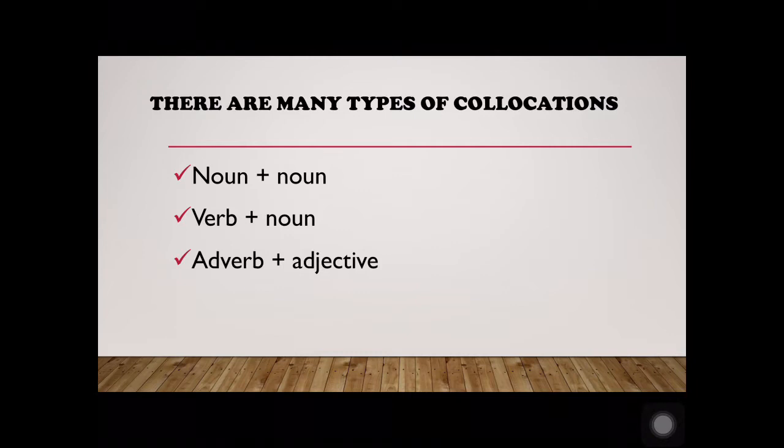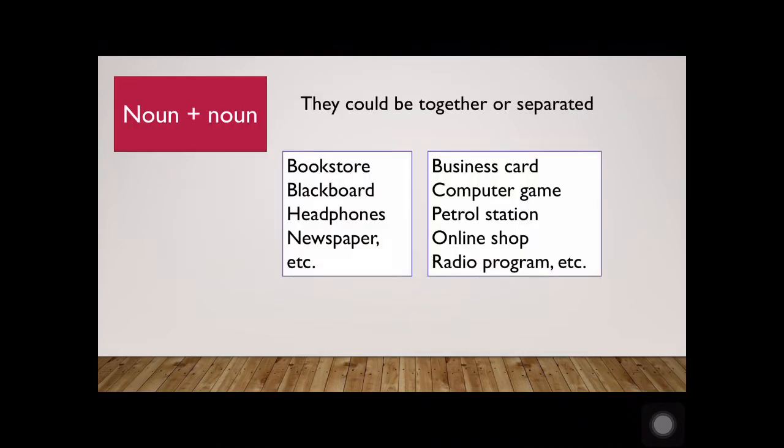And today we're gonna be working with only three types of collocations. The first one is gonna be noun plus noun. The second one is going to be about a verb plus a noun. And finally, we have an adverb plus an adjective. Okay, these are the three types of collocations that we are going to check today.